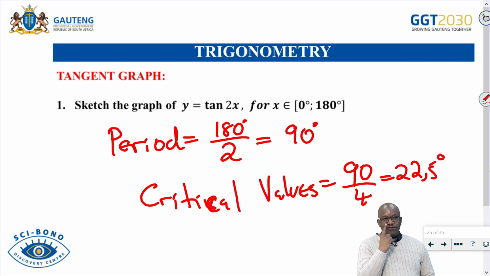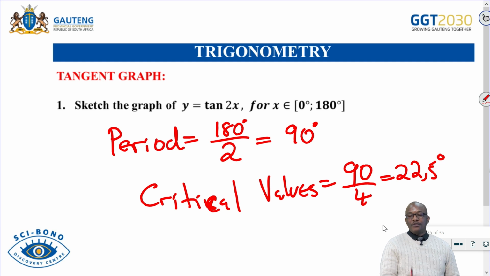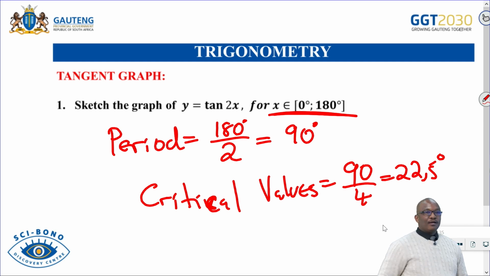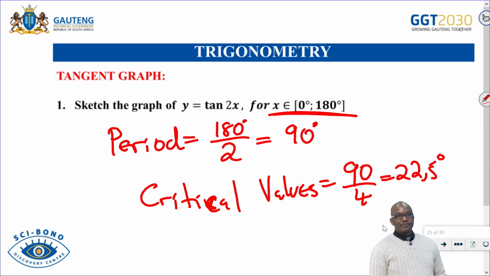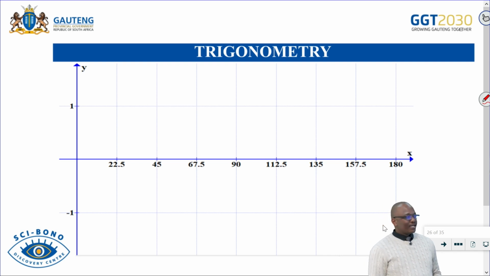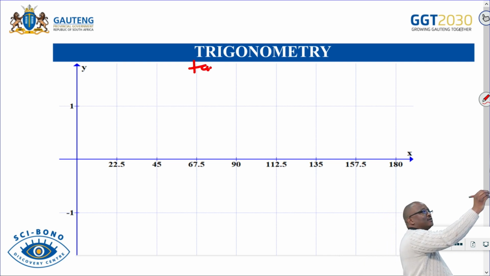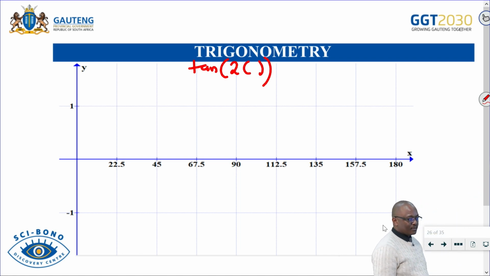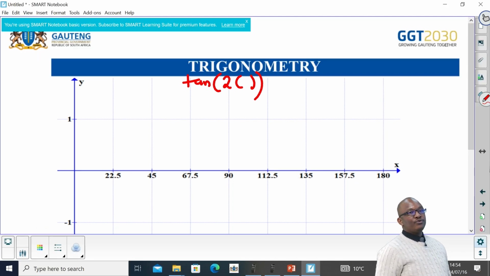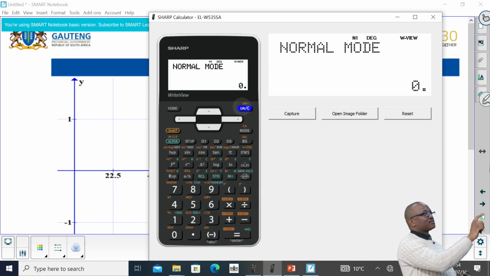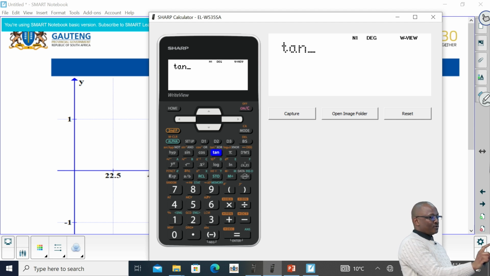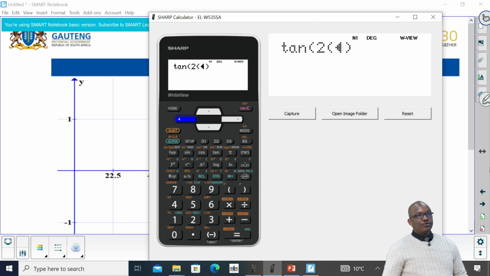So now it means this graph of tan will go in a range of 22,5, but it must start from 0 to 180. So in our calculator, we must have something like that. Then now, what do we do from here? We're going to say tan, open bracket 2, then we open, close, and close again. So that's what we are going to have.